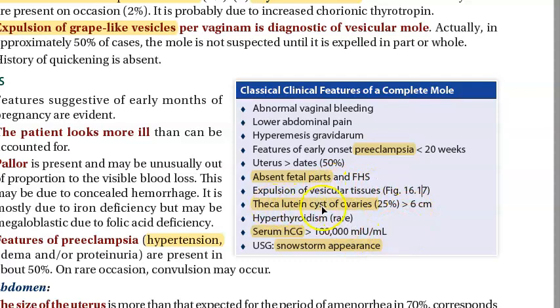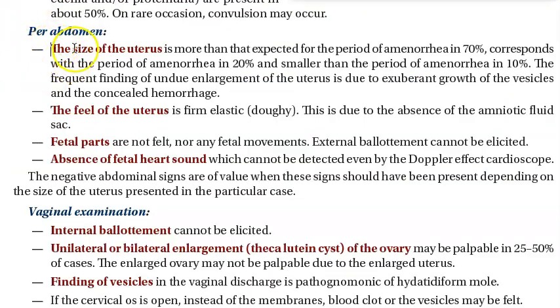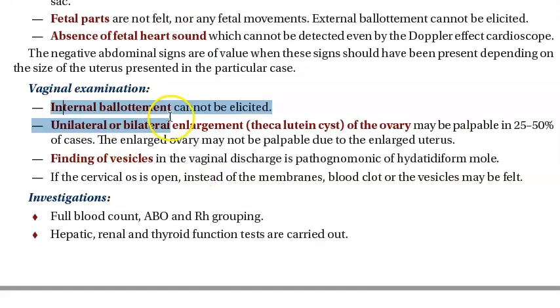There can be theca lutein cysts of the ovaries, so the ovaries have some issue. There can be hyperthyroidism, which is rare. There will be increased HCG level, more than 1 lakh. They are saying milli international units per ml. And in the ultrasound, you will see a snowstorm appearance, which you already saw. Here they're talking about the abdomen, the size of the uterus, fetal parts, etc. Then vaginal examination, they're talking about internal ballottement. How will the ovary be? Enlargement of the ovary, bilateral or unilateral, theca lutein cyst. So this is important.